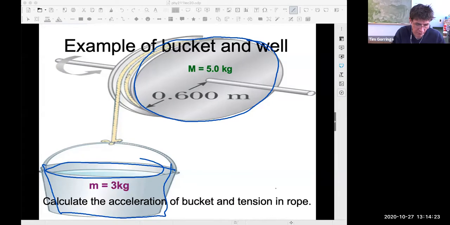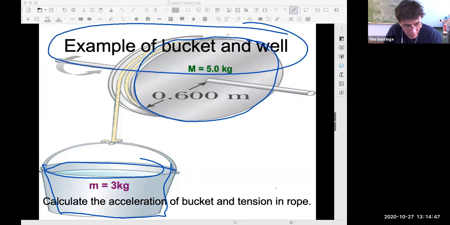And we're going to release the bucket, and we're going to try and answer from our understanding of rigid body dynamics, rigid body motion, we're going to try and understand the acceleration of the bucket as it falls down the well, and the tension in the rope as the bucket falls down the well. So that's going to be our goal. And so this is, again, a very famous problem in physics involving rotational dynamics and translational dynamics of rigid bodies. And so that's the reason we're working through this problem.